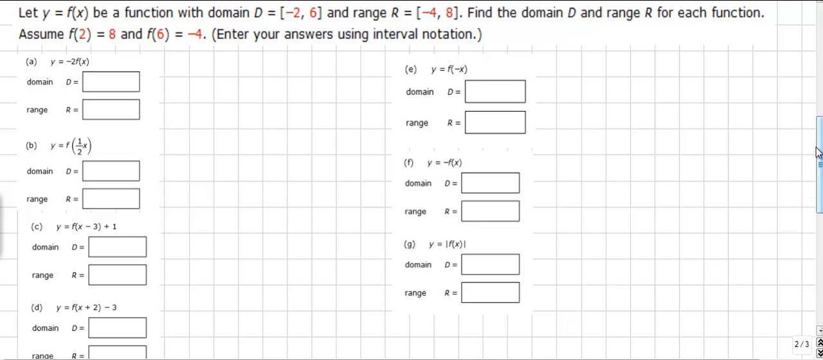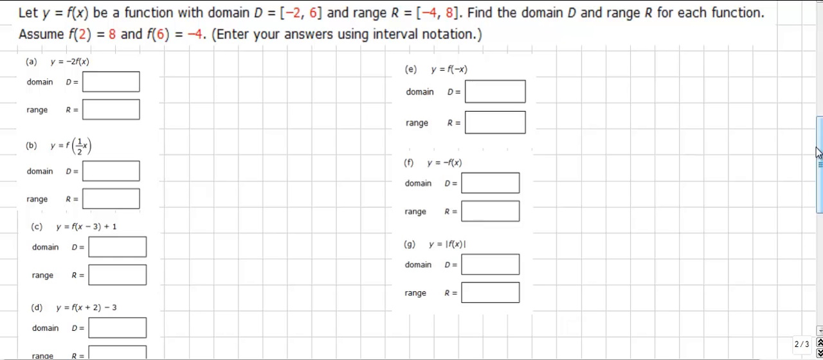This says let y equals f of x be a function whose domain is the closed interval -2 to +6 and whose range is the closed interval -4 to +8. Find the domain and range for each of the functions listed below, and you are to assume that f of 2 equals 8 and f of 6 equals -4. Your answer should be in interval notation.